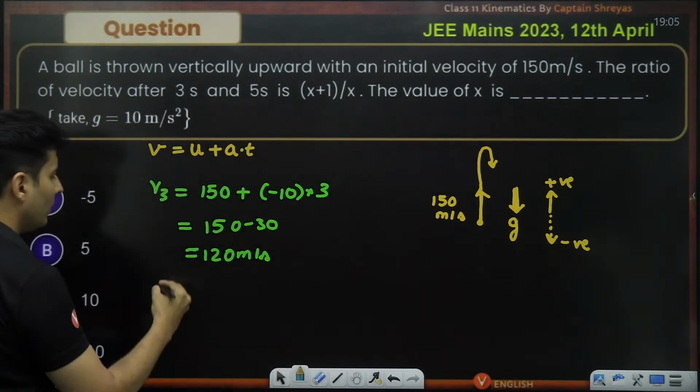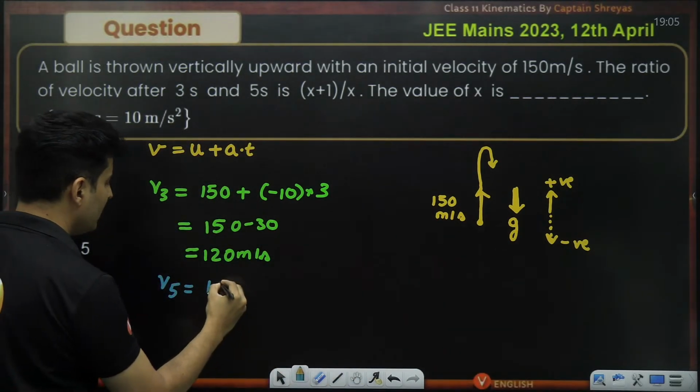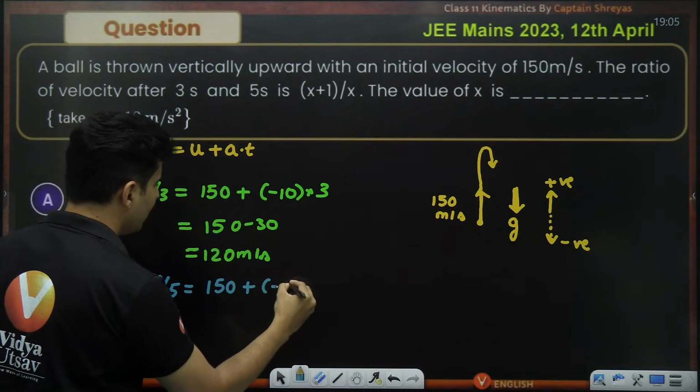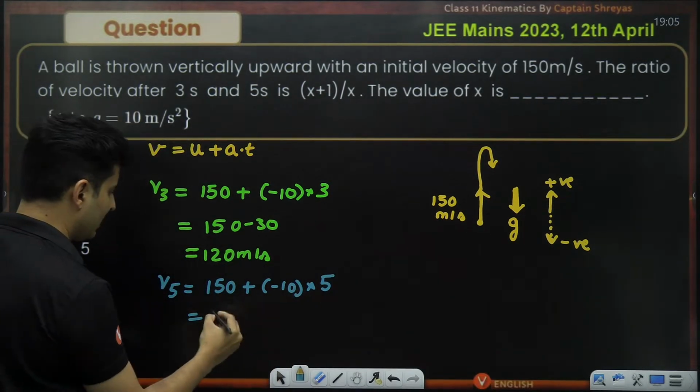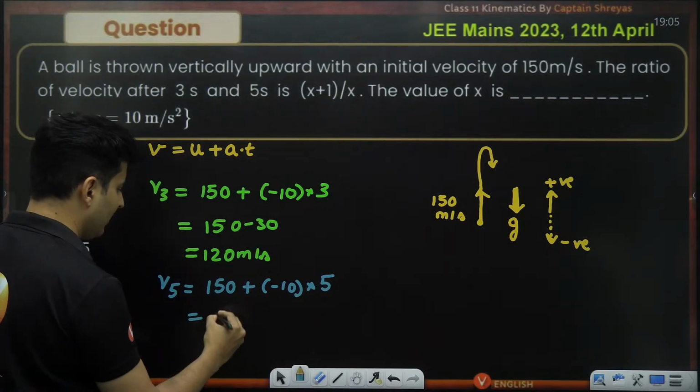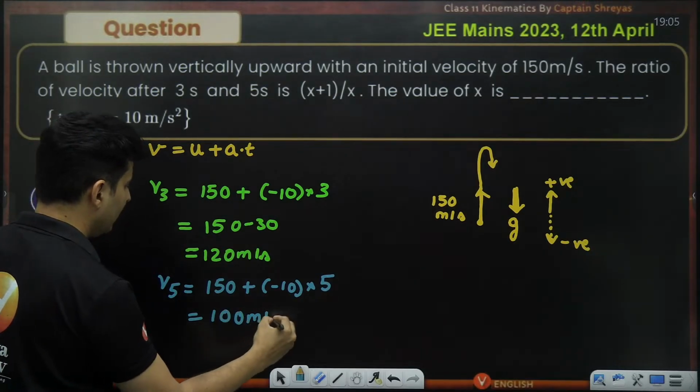Now let's try to figure out V5. Initial velocity 150, acceleration negative 10 multiplied by 5. Minus 10 into 5 is minus 50. So 150 minus 50 is 100. So 100 meters per second.